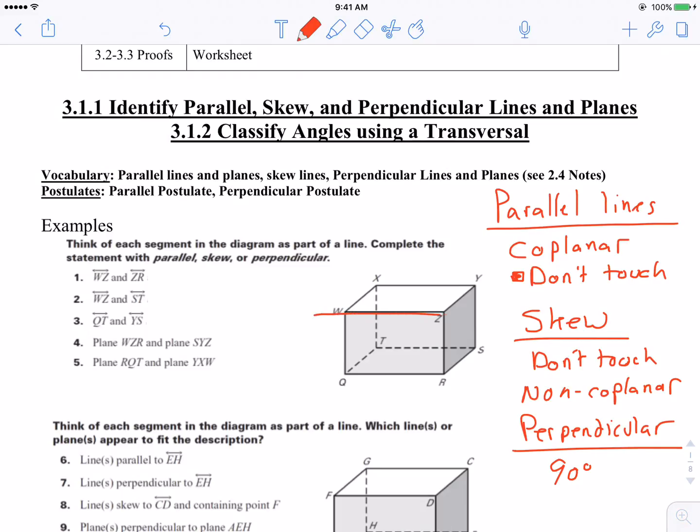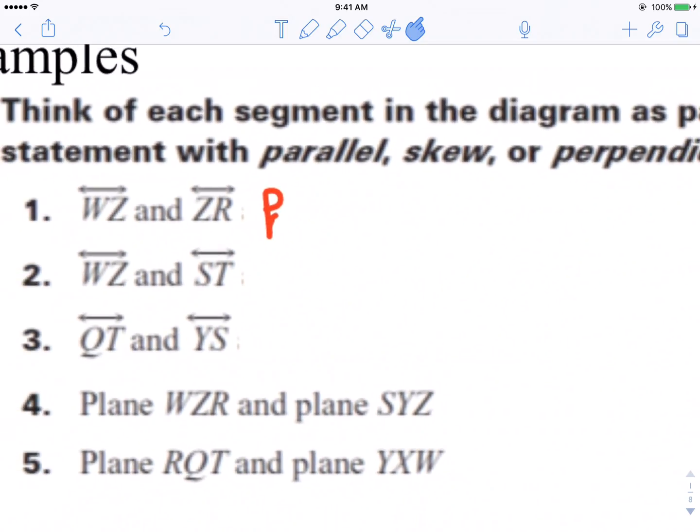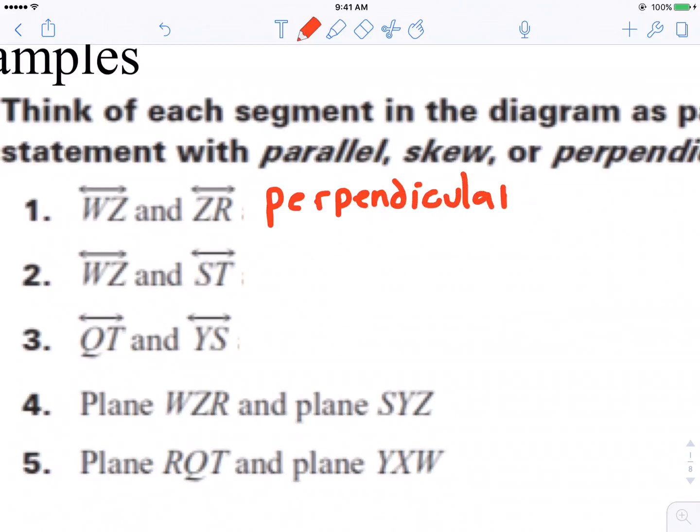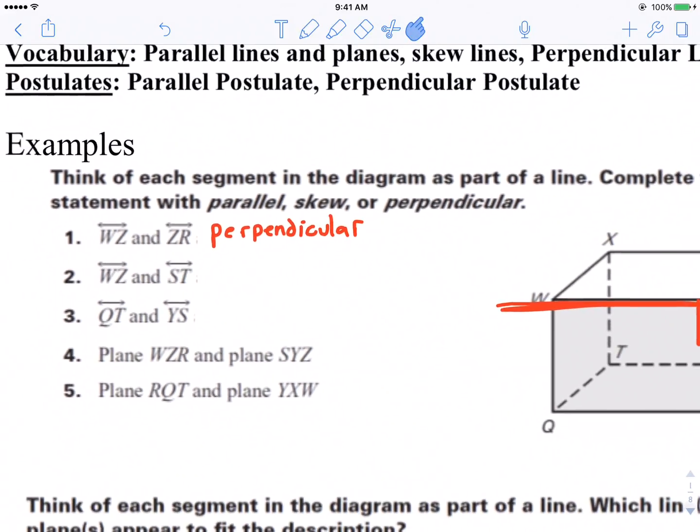WZ, that's this top one right here, and ZR, that's this one going up and down here. And our three choices are parallel, skew, or perpendicular. They intersect. We don't know for sure they intersected at 90, but we're going to assume that they do. And so these two are perpendicular. All right, there's number one.